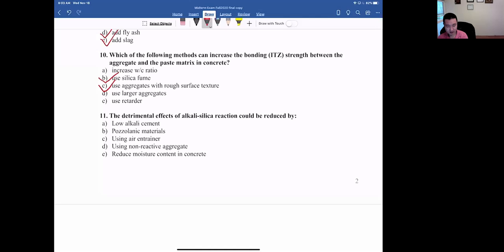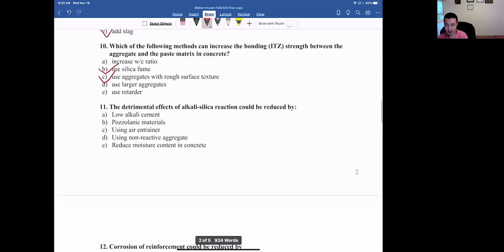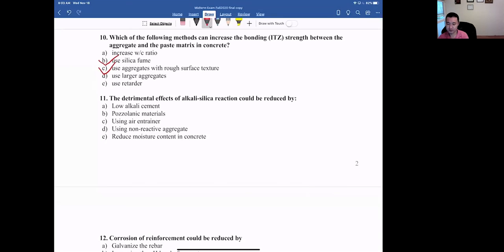Next question, 11. The detrimental effect of ASR could be reduced by A, lower alkali cement. Reduced alkali content in cement will reduce alkali, so reduce the potential for alkali-silica reaction. So A is right.